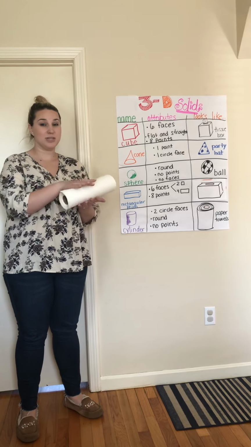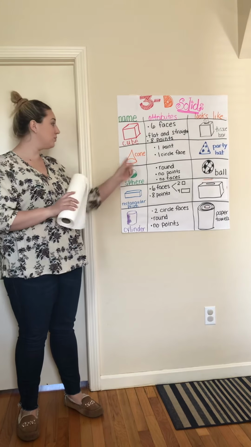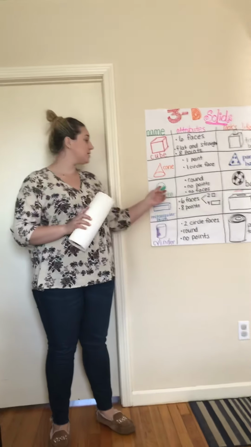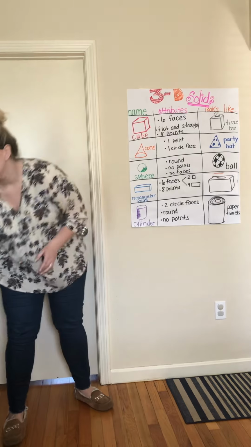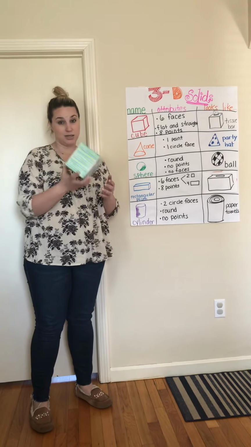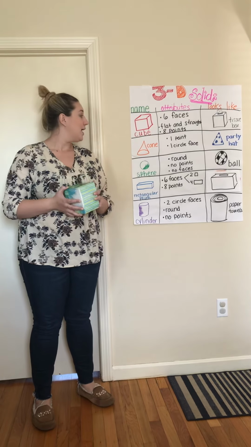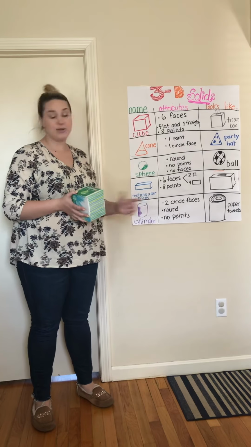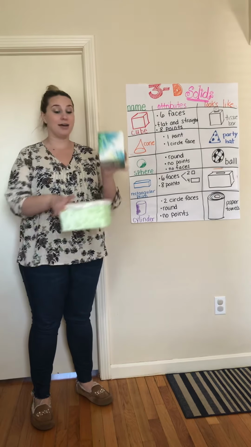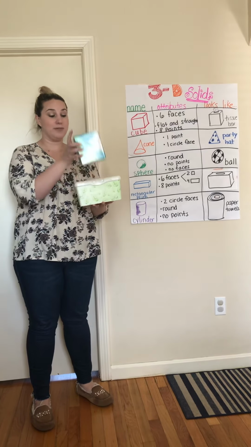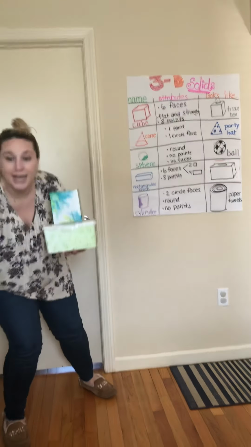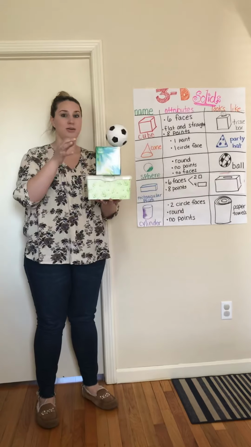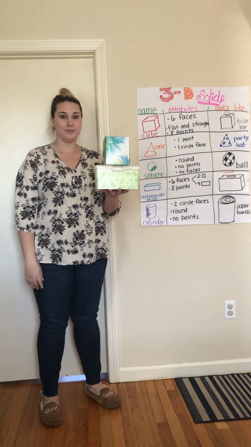So cylinders can roll, just like cones can roll, and spheres can roll. Rectangular prisms and cubes cannot roll. You cannot roll a tissue box. It does not work. However, cubes and rectangular prisms can stack. So you can stack them on top of each other. They have those flat faces. Can you stack a sphere? No. It just rolls right off.